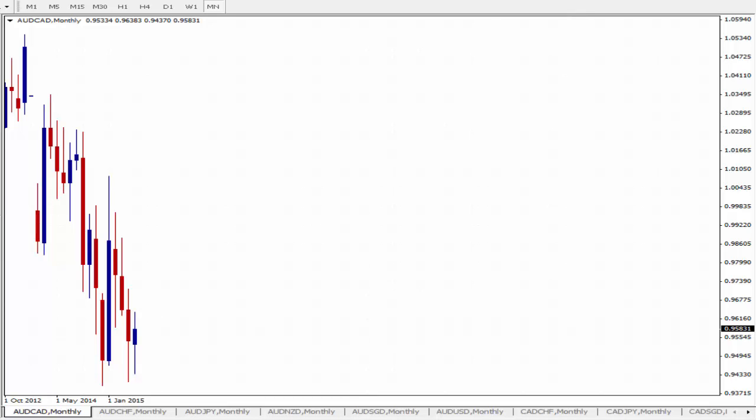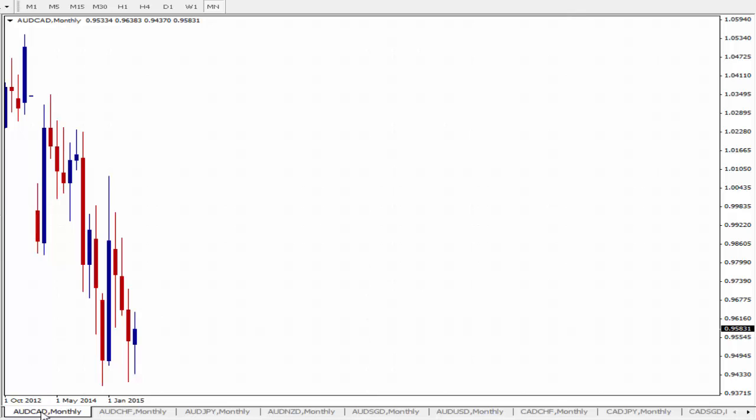Okay, what I've done is I've opened up one chart for each currency pair in MarketWatch, and I've set them all to the monthly time frame. I'm going to be moving through them one at a time.